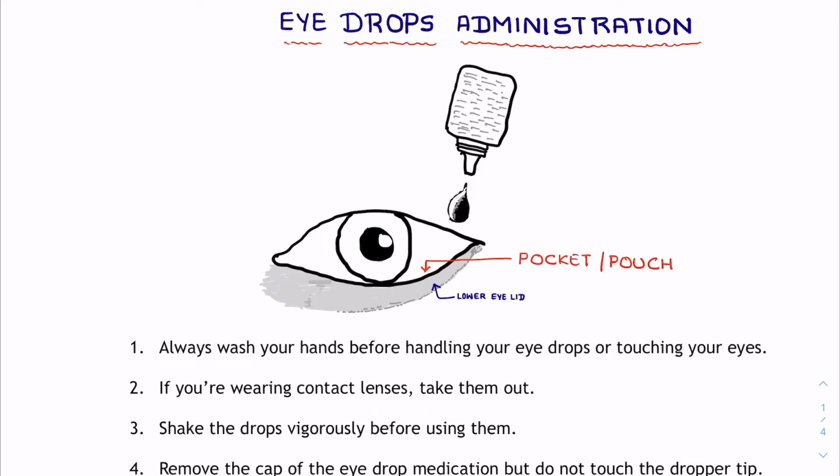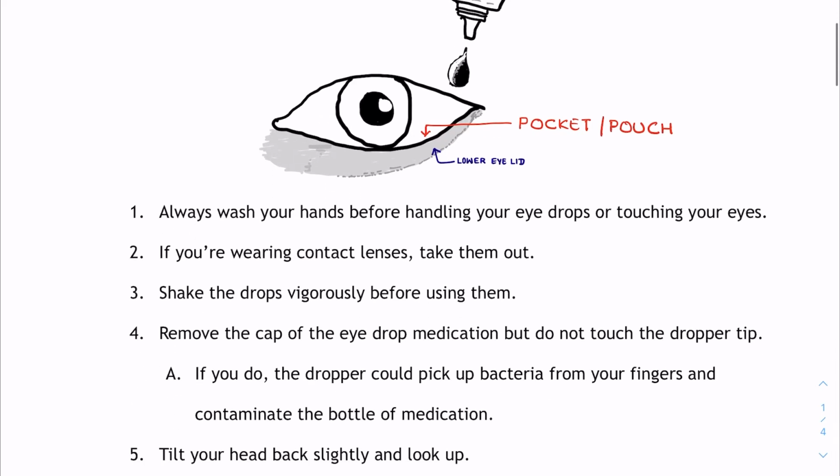I love pharmacology. In today's session, let us learn about eye drops administration. So in this session, we're going to understand the correct way of administration of eye drops. Here you can see that there are 11 steps for the correct way of administration of eye drops.